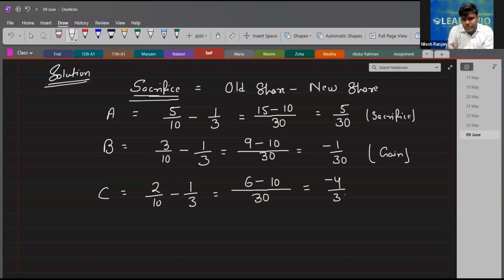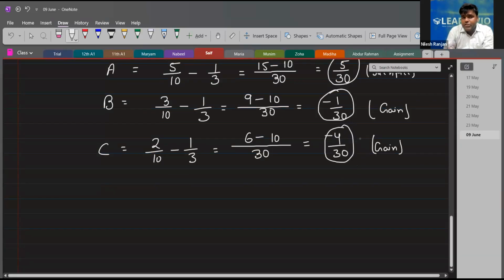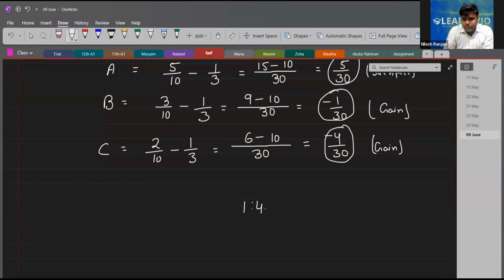minus 4/30. It is also gain. Is there any confusion here? No, sir. Okay. So this is sacrifice or gain of each partner. It cannot be converted into ratio because one partner is sacrificing, the other two are gaining. If you want to convert these two, B and C, then it will be 1:4. Again, if you convert this into fraction, it will become 1/5 and 4/5.